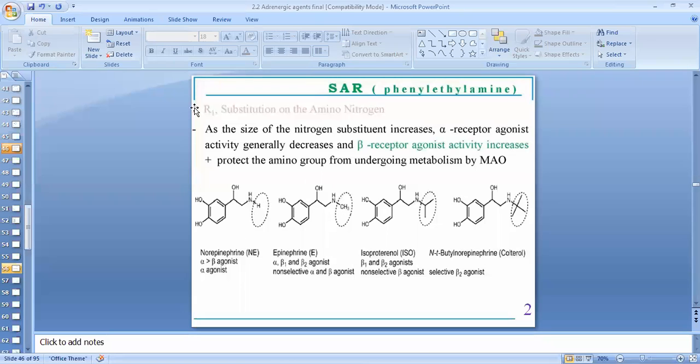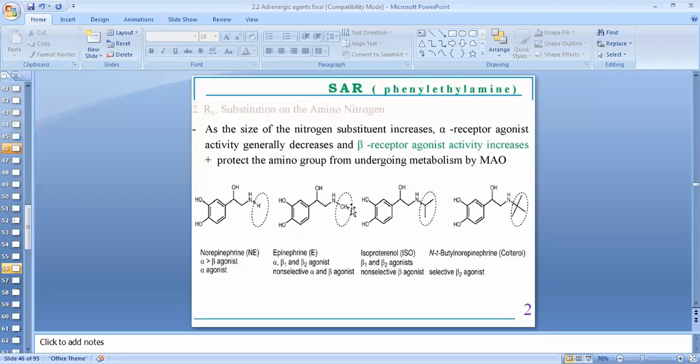If that R1 group we have substituted with only hydrogen, the name of the drug is norepinephrine, which is going to be more alpha active than beta agonist. So this type of drug is called an alpha agonist. Which drug? Norepinephrine.